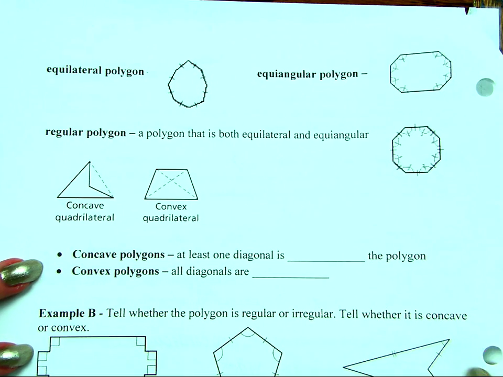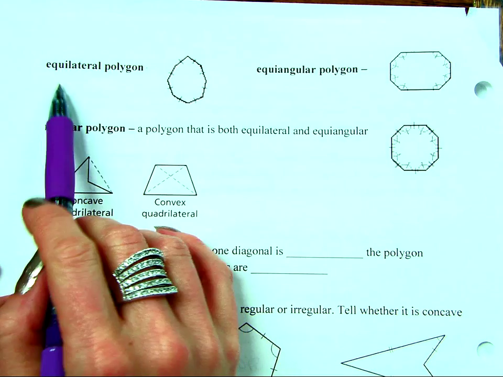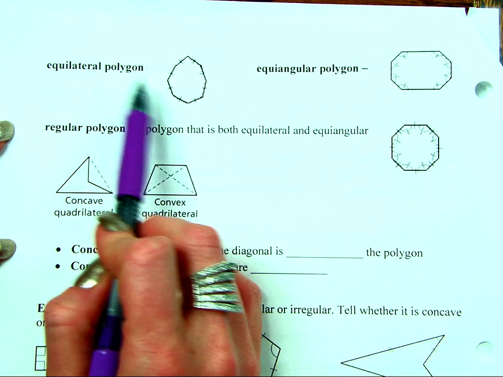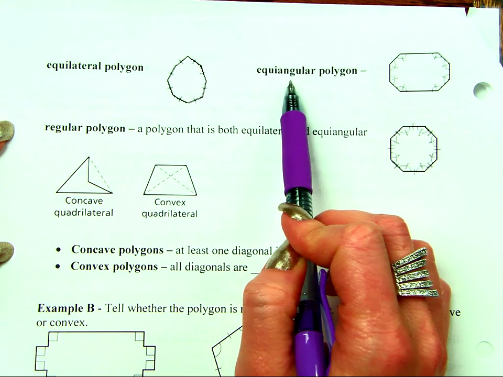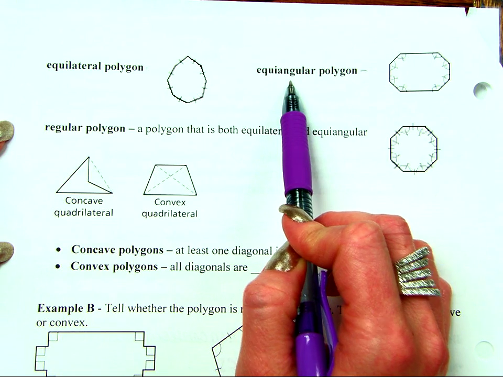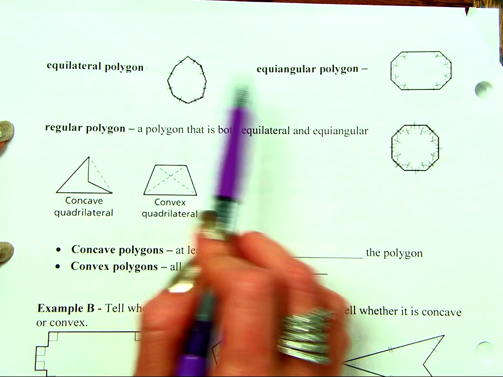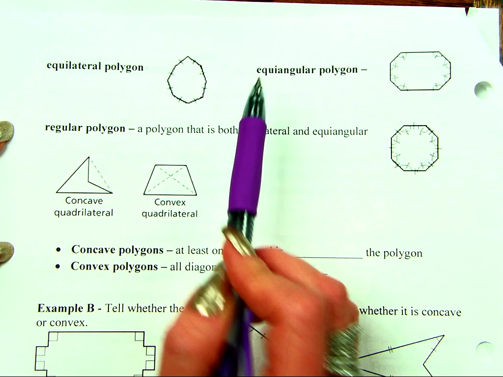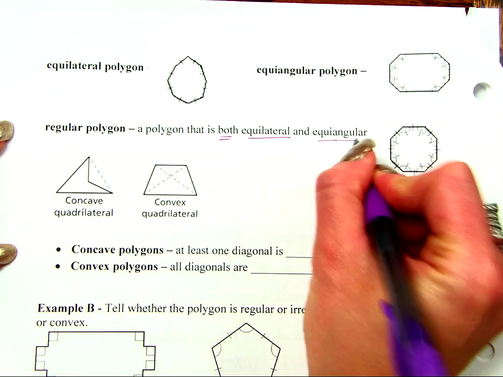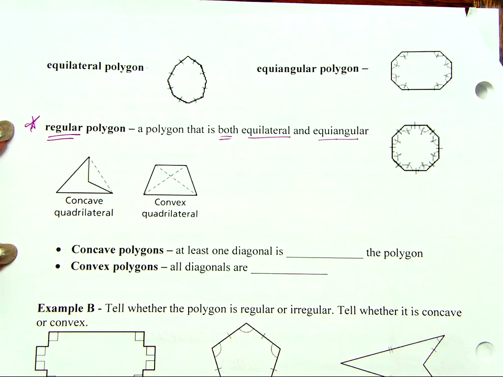Continuing on page 2, we're going to talk about a little bit more polygon vocabulary. We can think about whether we classify our polygons as equilateral or equiangular. We know from first semester that equilateral means all the sides are the same, and that equiangular means all the angles are the same. Now, a polygon can be equilateral but not necessarily equiangular, or vice versa. But if my polygon is both equilateral and equiangular, we're going to consider that a regular polygon.